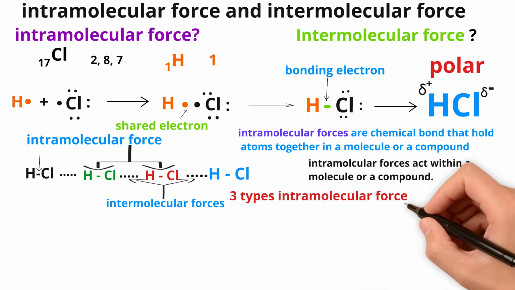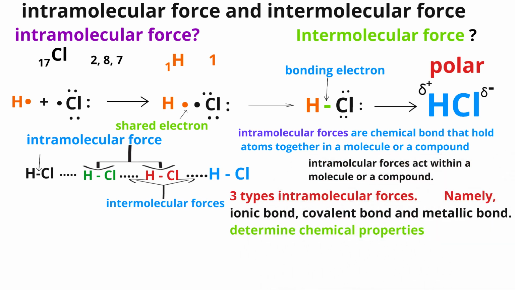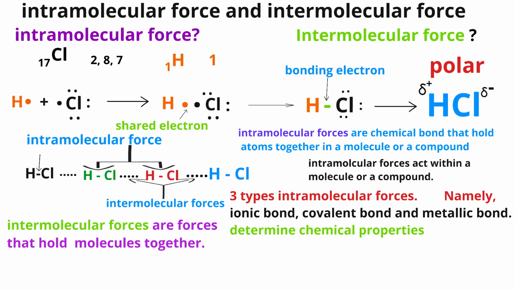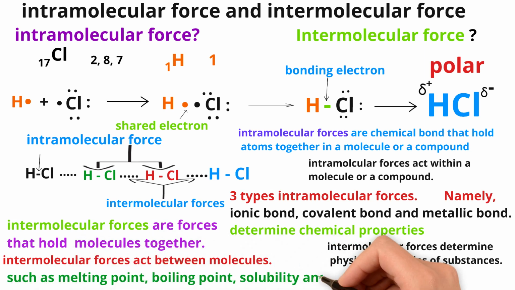We have three types of intramolecular force: ionic bond, covalent bond, and metallic bond. And this intramolecular force determines the chemical property of a substance. Intermolecular forces are forces that hold molecules together. Intermolecular forces act between molecules, just between molecules. Intermolecular force determines the physical properties of a substance, such as melting point, boiling point, solubility, and viscosity.